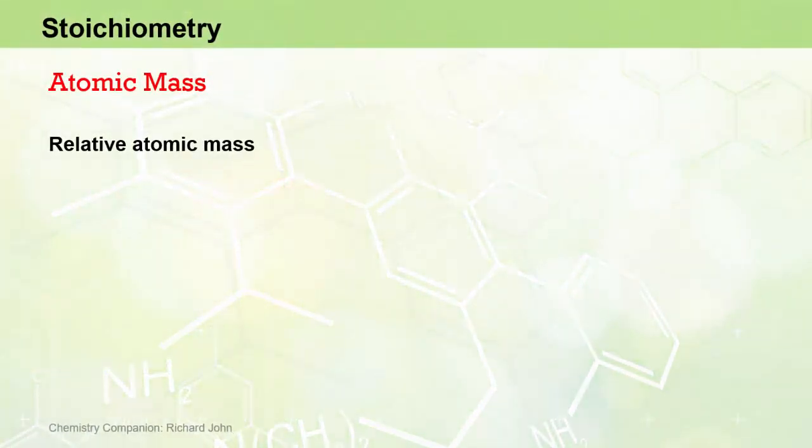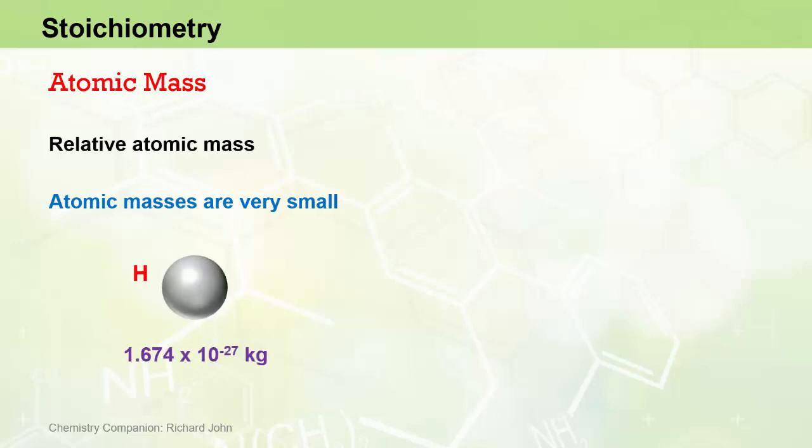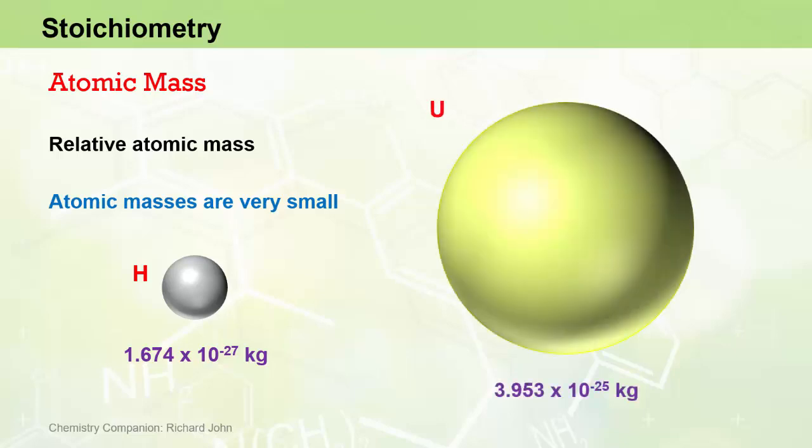When we talk about atomic mass, what we're really talking about is relative atomic mass, and we need to talk about it on a relative scale because we know that the masses of atoms are actually very, very small. For example, the hydrogen atom has a mass of 1.674 times 10 to the minus 27 kilograms. And even the most massive naturally occurring atom, the uranium atom, has a mass of 3.953 times 10 to the minus 25 kilograms. These are very, very small numbers to use for mass and not very convenient in chemical calculations.